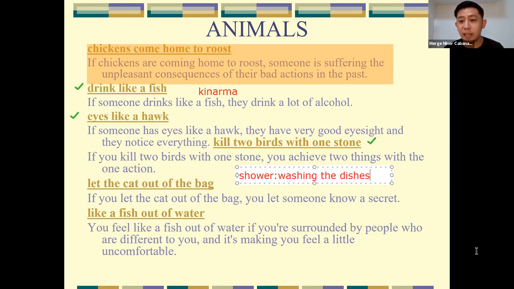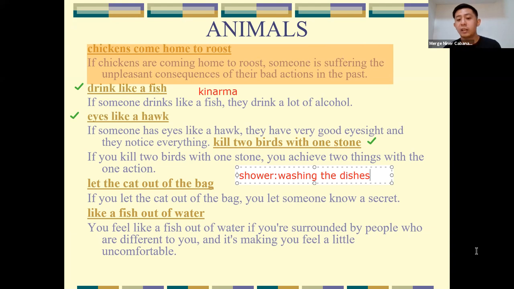So let's continue. Let the cat out of the bag. When you say, I let the cat out of the bag, you let someone know a secret. Hey, don't tell this to anyone, but I'm going to let the cat out of the bag. And you will be like, huh, why? Pets are not allowed here. Right? So that's wrong. Because when you say you're going to let the cat out of the bag, it means that you're going to let someone know a secret.